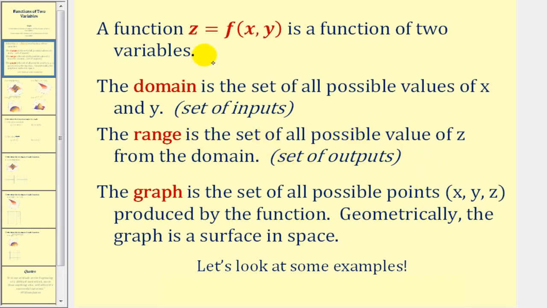And since the function contains three variables, x, y, and z, the graph is a set of all possible points called ordered triples, x, y, and z, that are produced by the function. And geometrically, the graph is a surface in space. So let's first start by taking a look at some cool graphs of functions in terms of two variables.